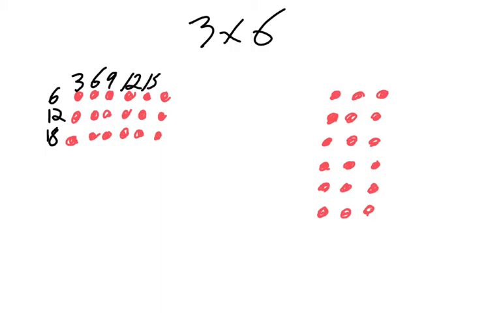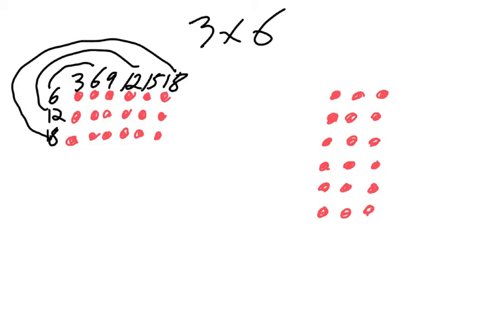9, 12, 15, 18. Some students may also begin noticing that when skip counting, they might run into some of the same numbers on both. If students do this, this is great, and it's worth talking about. And once again, we have 6, 12, 18, and 3, 6, 9, 12, 15, and 18.